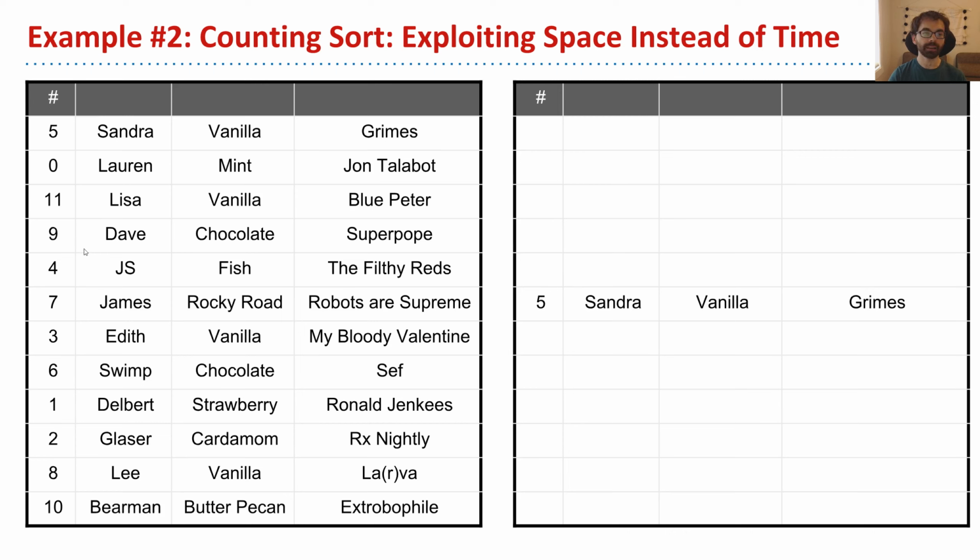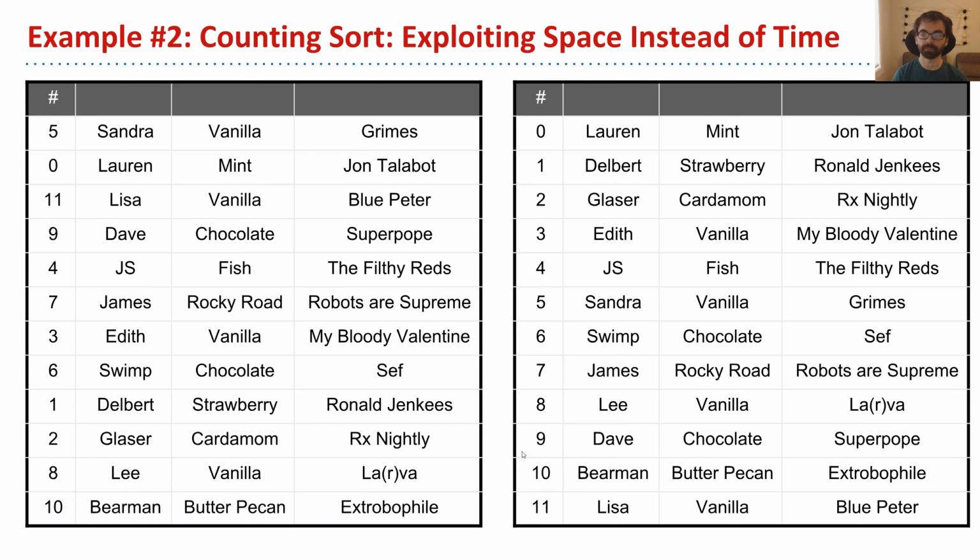All right, here comes Lauren. Where's Lauren going to go? Top row, because Lauren has key 0. Okay, how about Lisa? Where's Lisa going to go? Well, in the last row, that's 11. How about Dave? Dave's going to go at 9, and the same process will repeat, and we end up getting all of our items sorted.